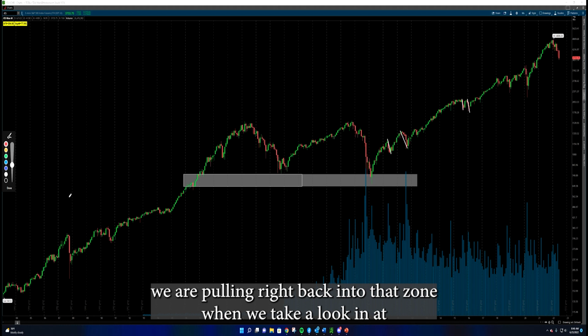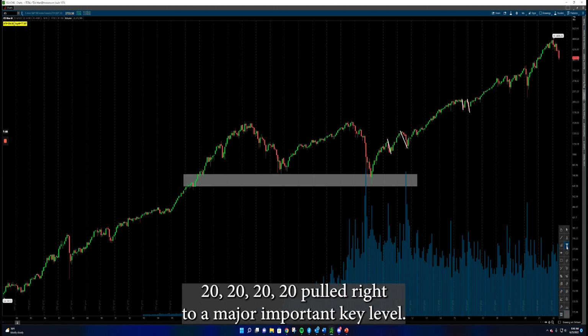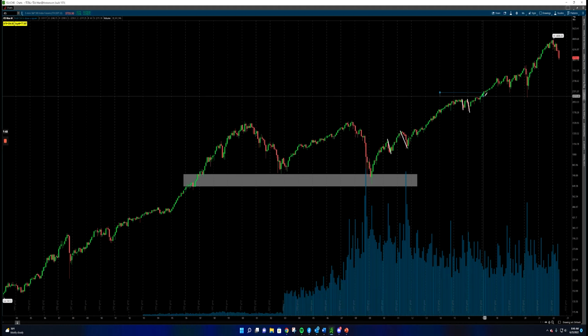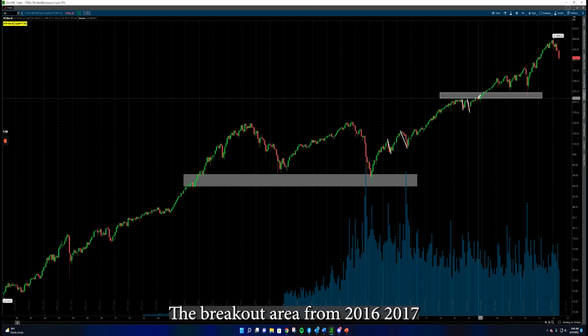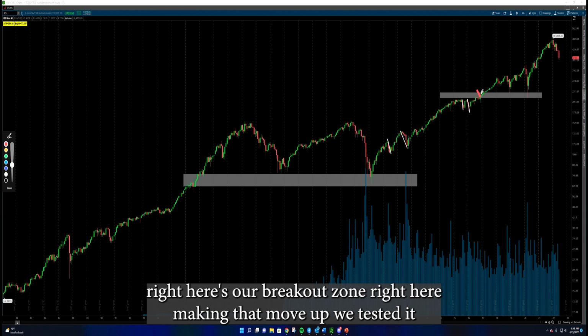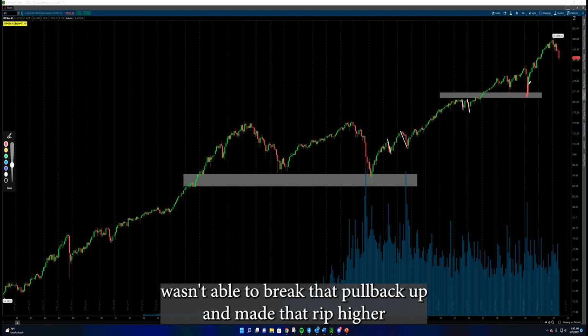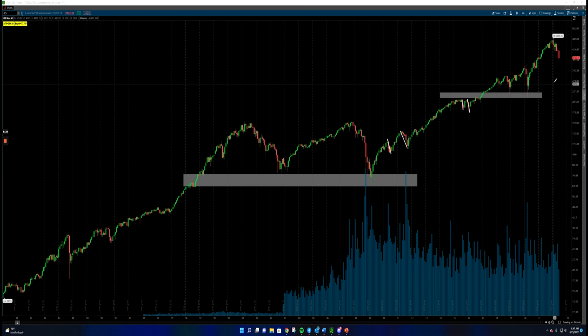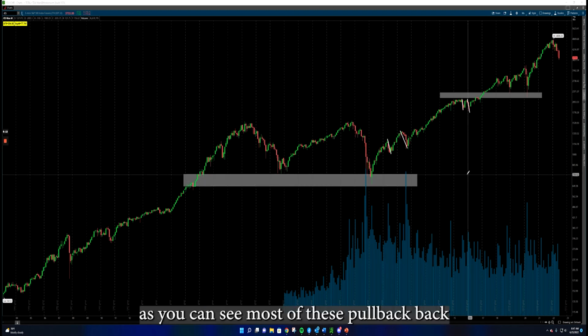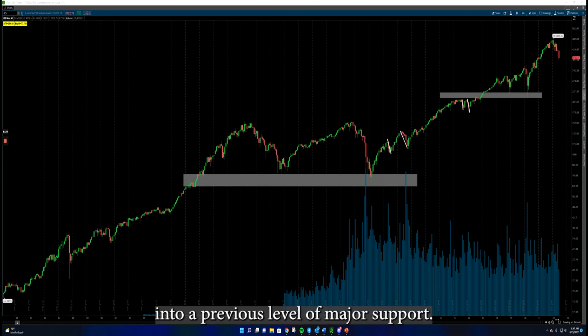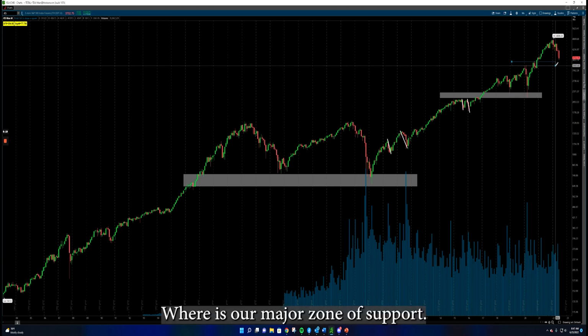When we take a look at 2020, 2020 pulled right to a major important key level. The breakout area from 2016, 2017, right? Here's our breakout zone right here, making that move up. We tested it once in 2018. We tested it again in 2020. Market wasn't able to break that, pulled back up, and made that rip higher. As you can see, most of these pull back into a previous level of major support. Where is our major zone of support?